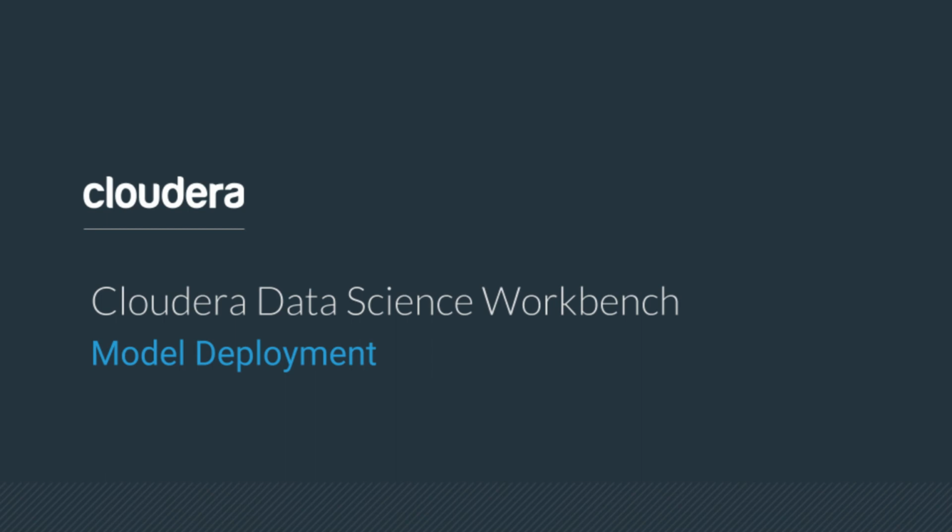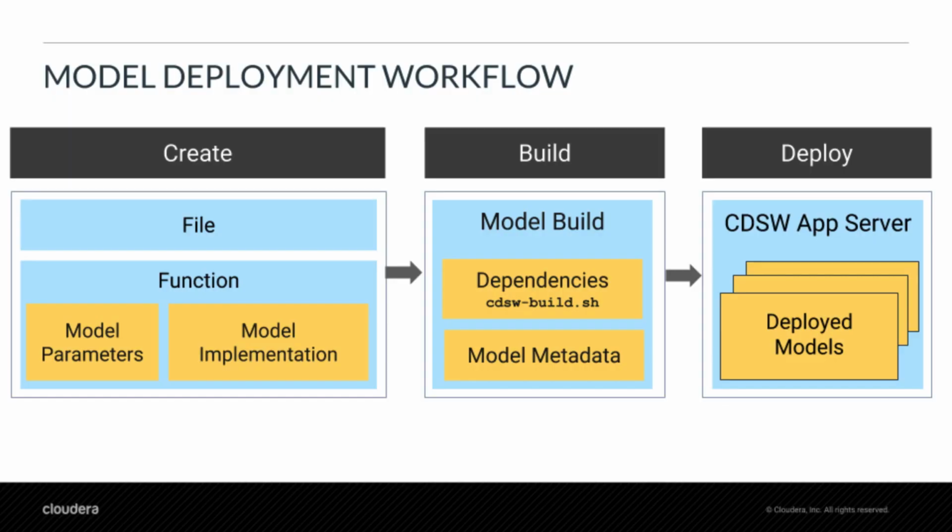This video shows you how to deploy a model using Cloudera Data Science Workbench. Using this feature, you can simply select a Python or R function within a project file, and CDSW will deploy it to a REST API that can serve predictions. Let's take a look at how this process works.